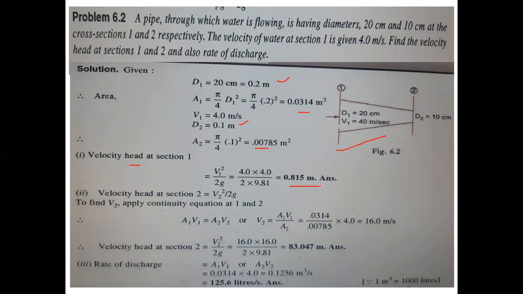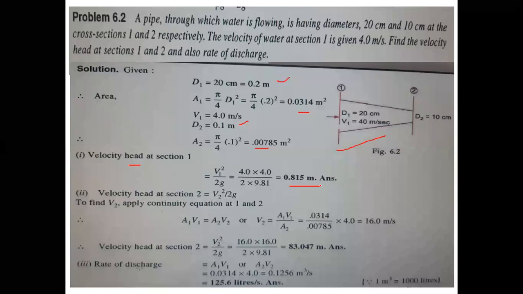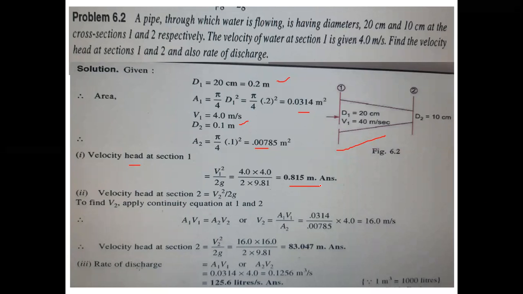Now we got V2. Apply this here. At section 2, we get 16 square by 2 into 9.81, that is equal to 83.047 meters. The velocity head at section 2 is 83 meters. Now what is the rate of discharge, Q? We have to find Q. If we don't know Q, given the velocities, directly you can go with A1 V1 or A2 V2.